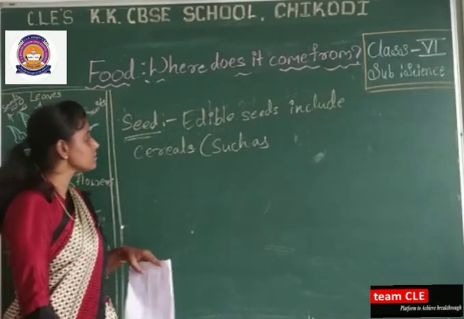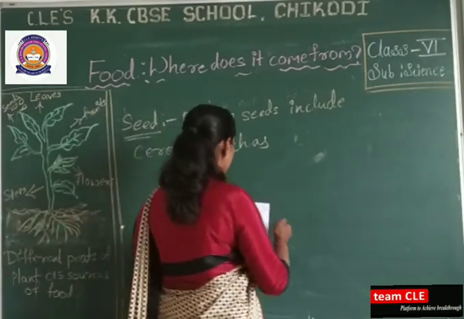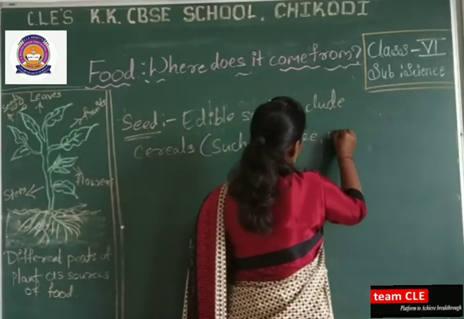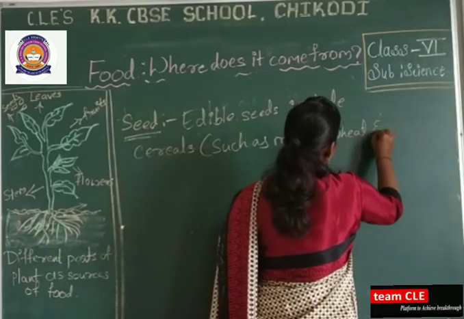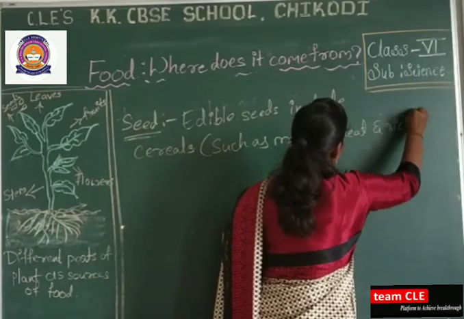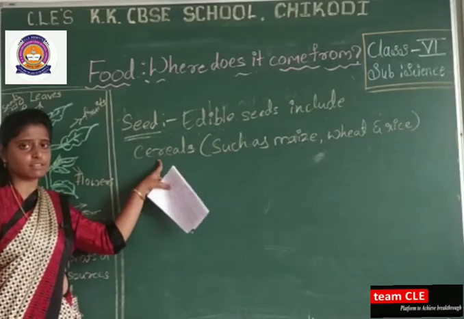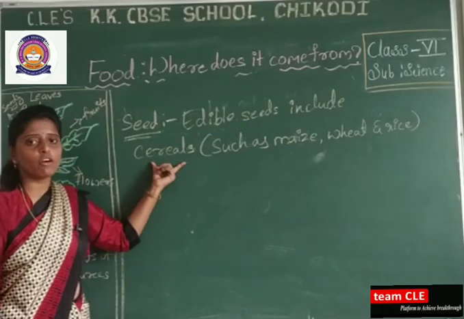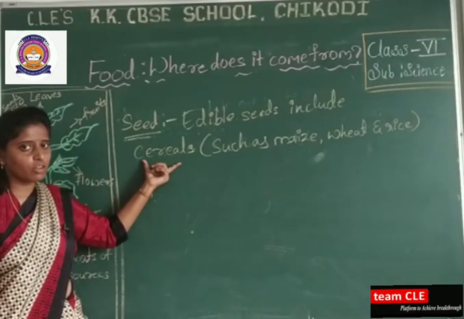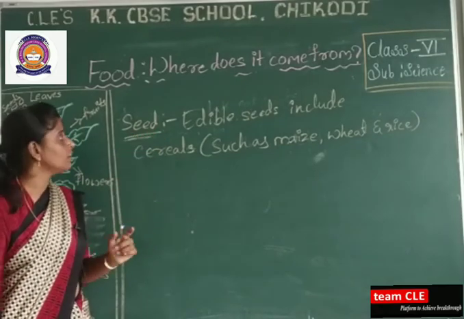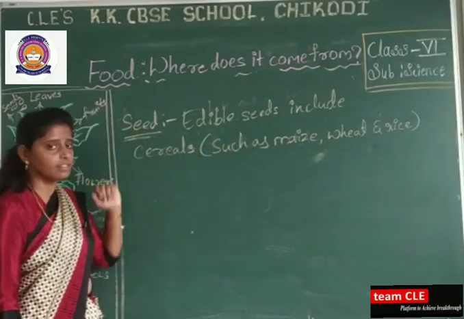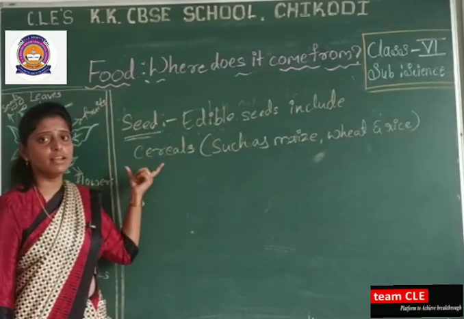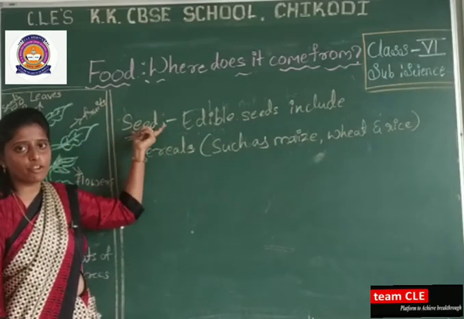Here I will tell some examples, then you will come to know. Maize. Yes, you have heard of maize, wheat, and rice. These are the examples for cereals. For all these, maize, wheat and rice, we call them cereals. Okay, these will come under a seed here. Edible seeds include cereals. In cereals we have maize, wheat and rice. Cereals are examples for seeds here.